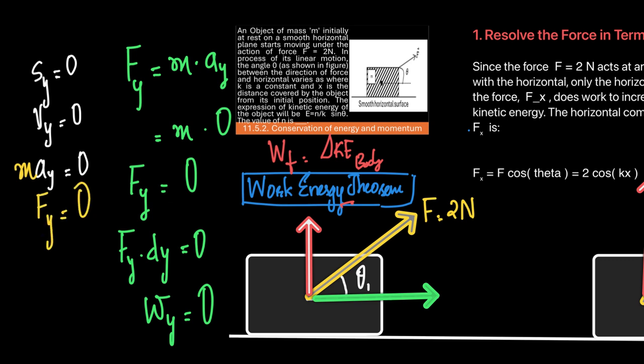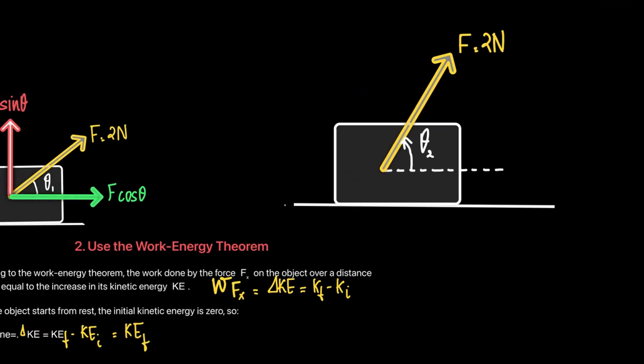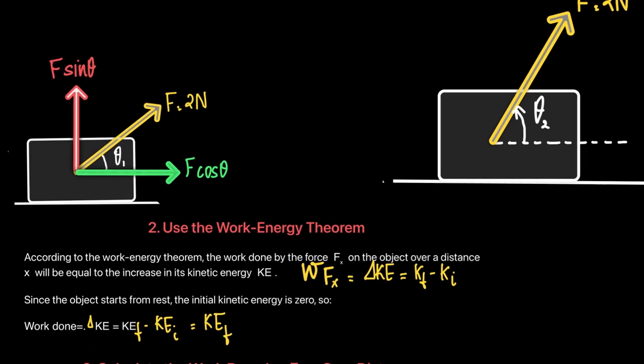And if Fy is equal to 0, what will be the work done by this force, Fy dy? So Fy dy will also be equal to 0, which means work done by the force component in the y direction would be equal to 0. Which means when we consider the work energy theorem, we need to consider only the x component. I hope the logic and the concept is clear here. If that is clear, let us now understand the application of the work energy theorem.